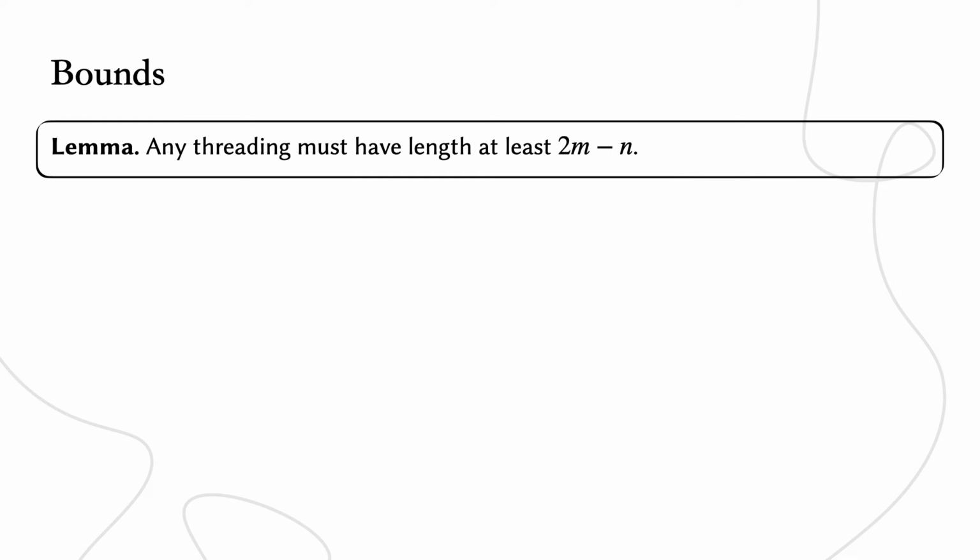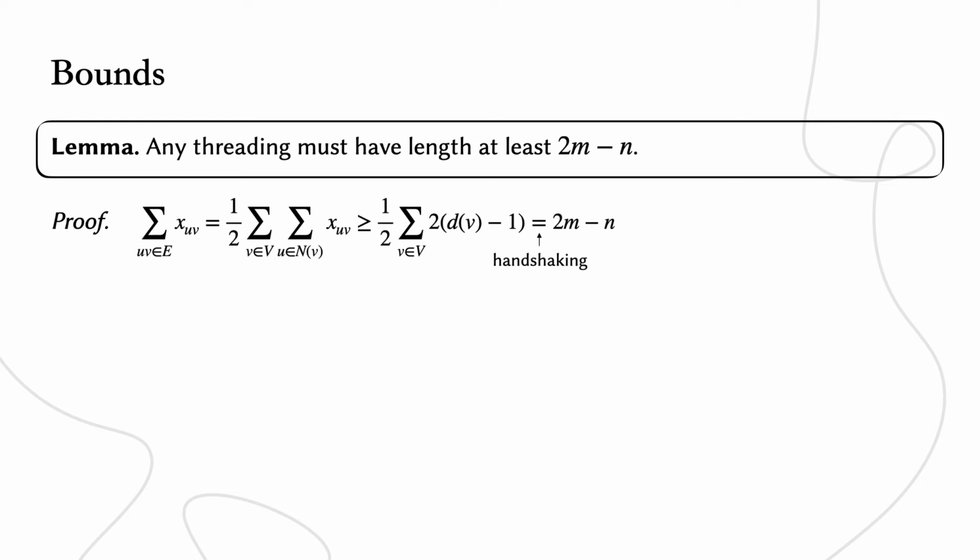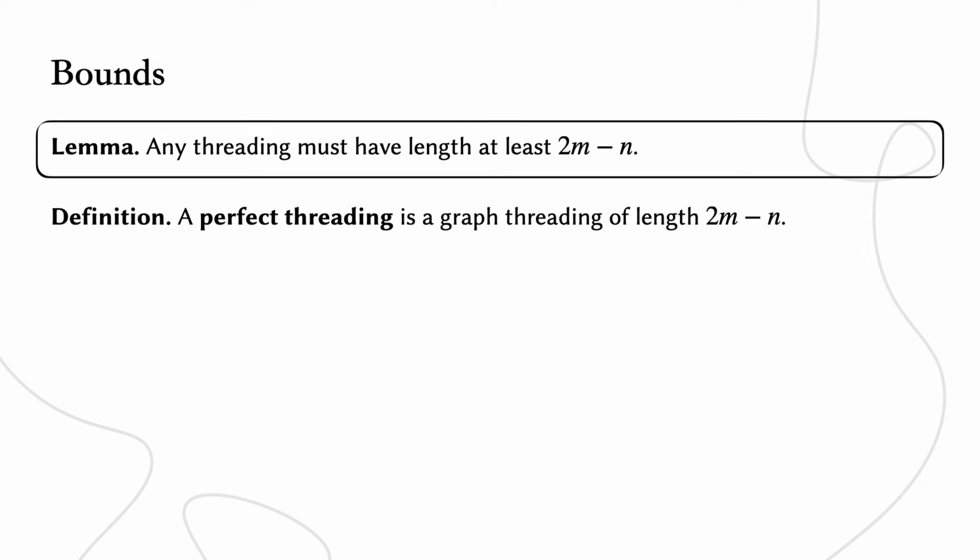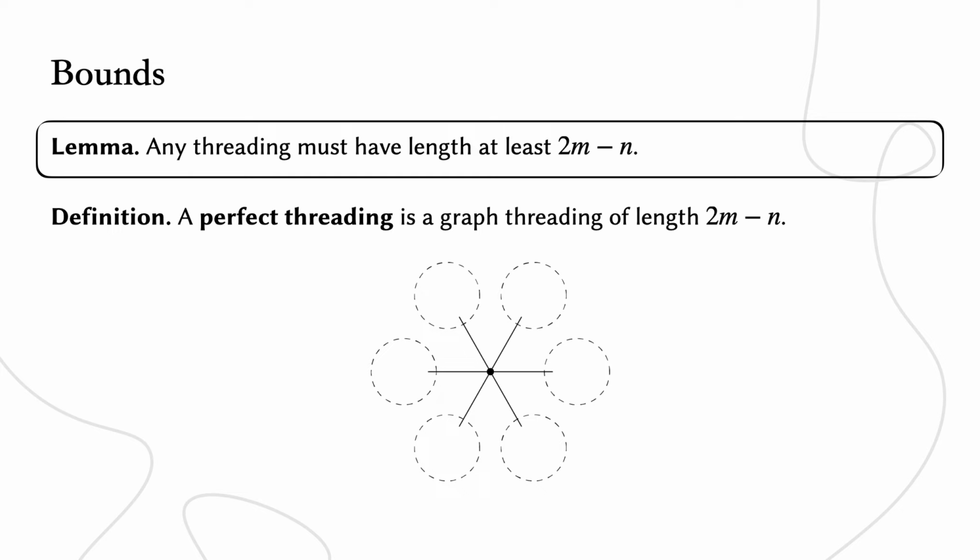Okay, so we've talked about the maximum length of an optimal threading, but what is a minimum possible length? The answer is 2m minus n. It occurs in the case that each junction graph is a tree. We call a graph threading with length 2m minus n a perfect threading. Not all graphs have perfect threadings.